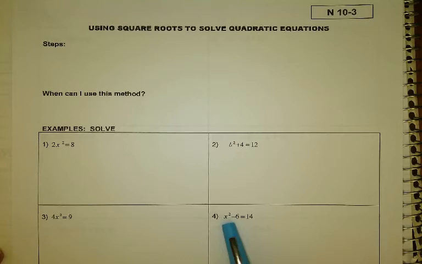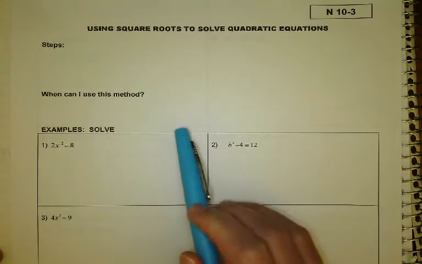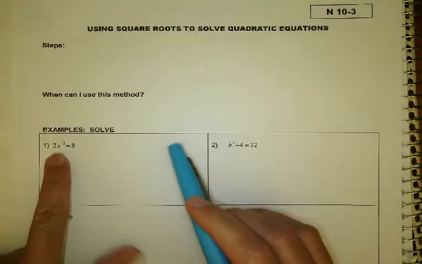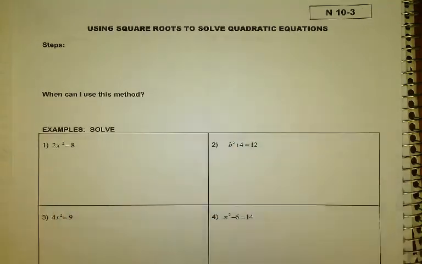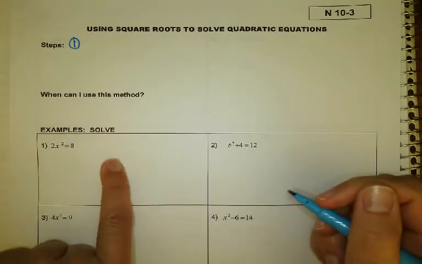A few weeks ago we did this by factoring. We had to make the equation equal 0 and use the box. This is a different method that's going to help us solve a different kind of quadratic equation. I'm going to write the steps first so that you can refer back to them, and then we'll get into when we use this and what the steps look like.